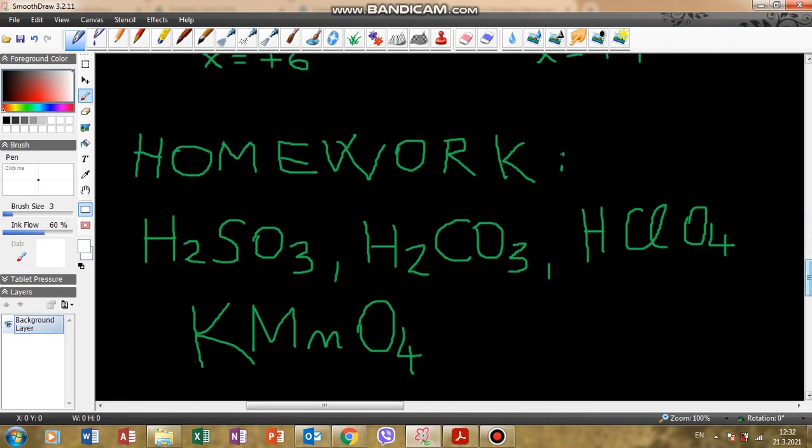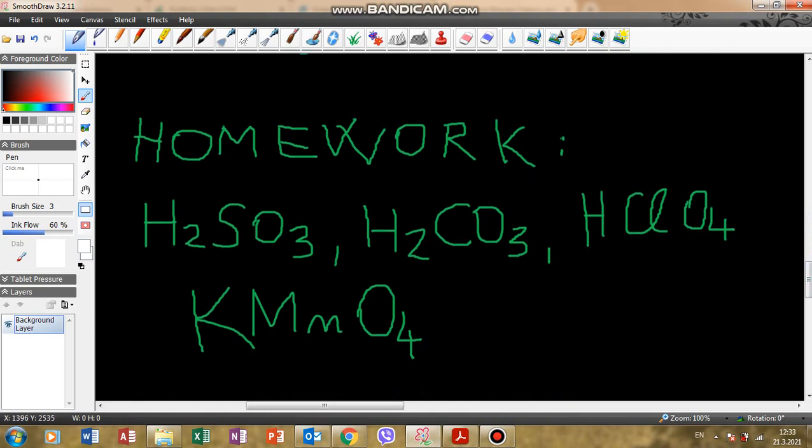Also, I have prepared some homework for you. You can write down in the comments down below the solutions of this homework for some compounds presented here, like sulfurous acid, carbonic acid, perchloric acid, or potassium permanganate. You have to calculate the oxidation numbers of each atom presented in those compounds.